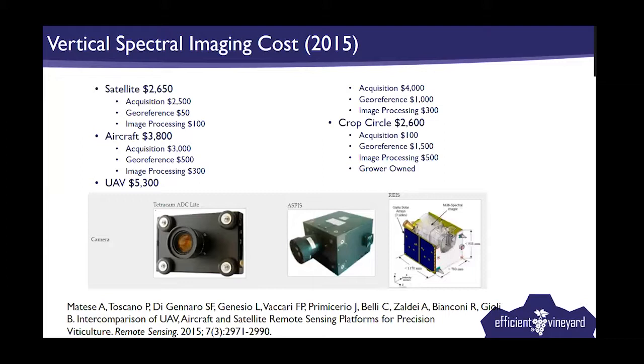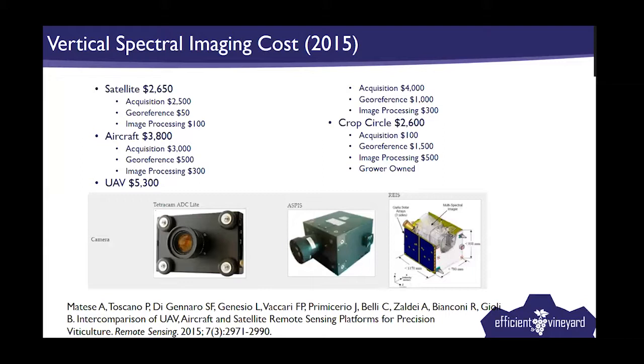Crop circle, trying to put that $10,000, $15,000 cost into some context. The acquisition cost of that $10,000 on a 120-acre farm would be somewhere in the neighborhood of $100 because you'd be using it multiple times. You're not buying a new crop circle every time you take some imagery.